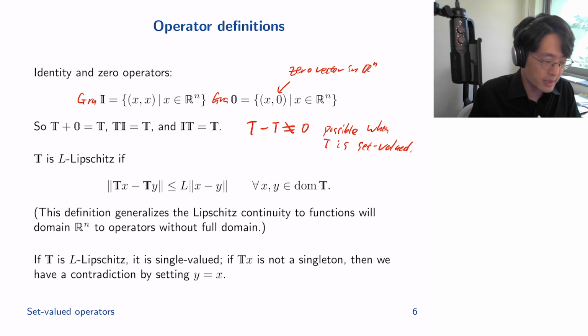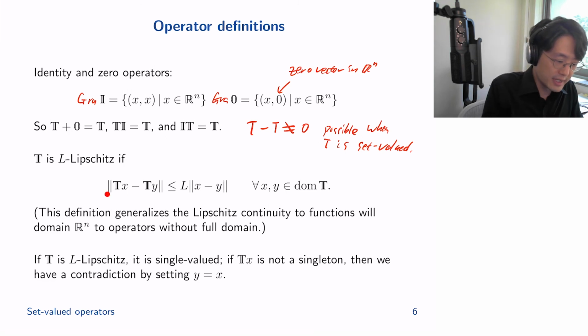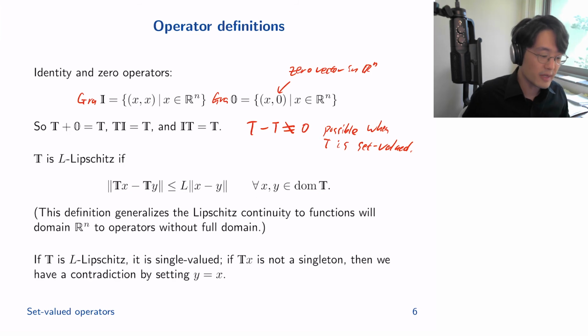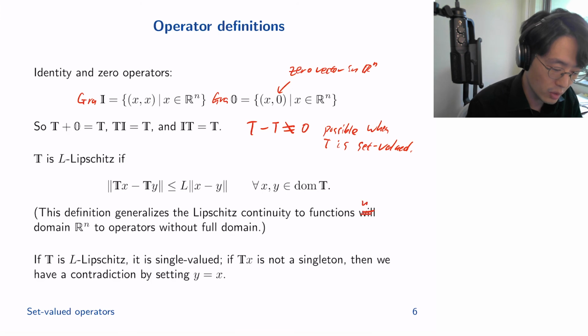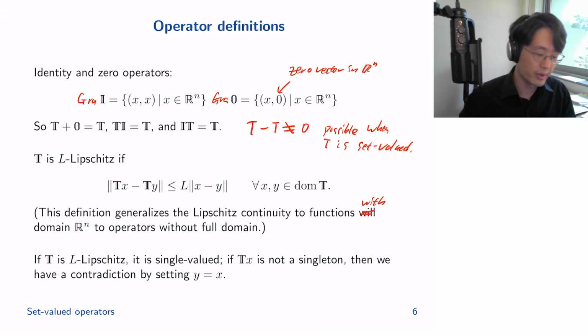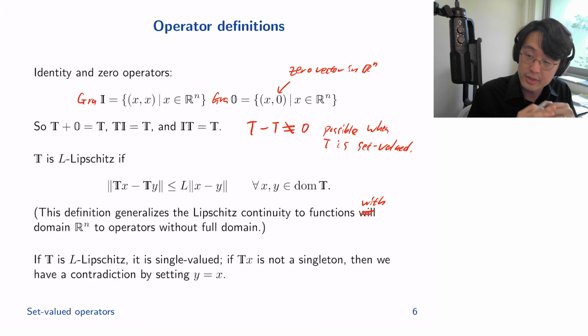We say an operator T is Lipschitz if it satisfies this inequality. This definition generalizes the notion of Lipschitz continuity to functions with a domain in R^n to operators without full domain. The notion of Lipschitz continuity as it is usually defined, and also as it was defined in the previous chapter, requires the operator to have full domain and also to be not multi-valued. But in this case, we allow the domain to not necessarily be all of R^n.